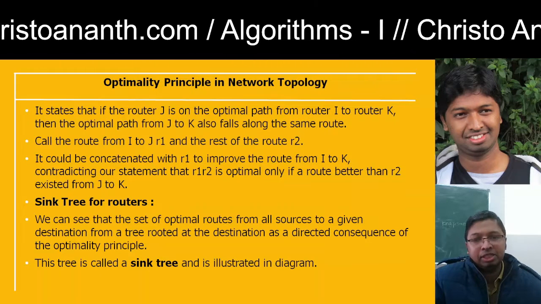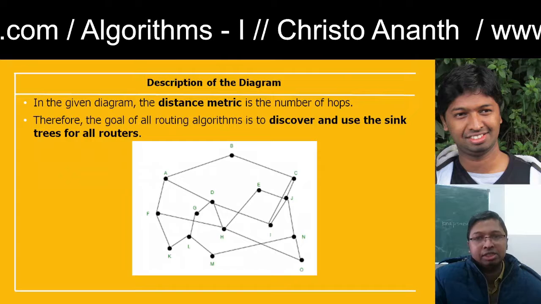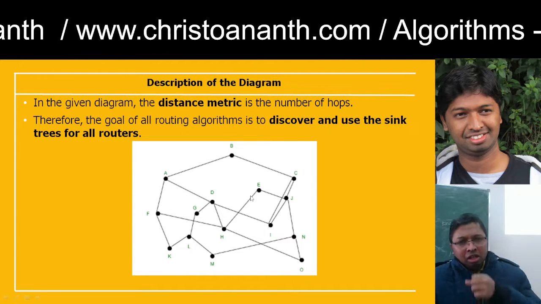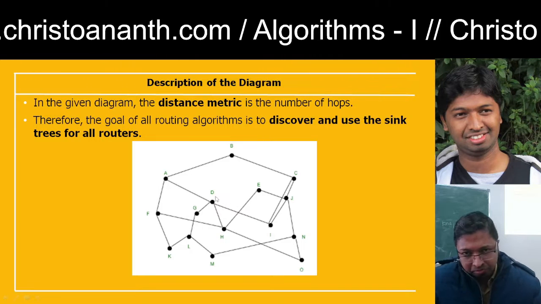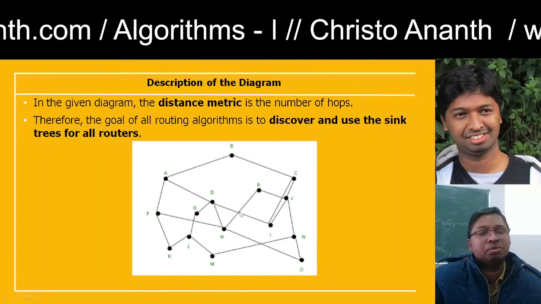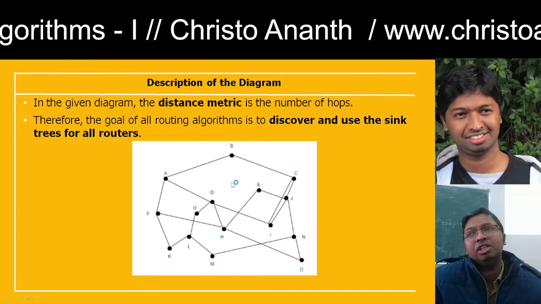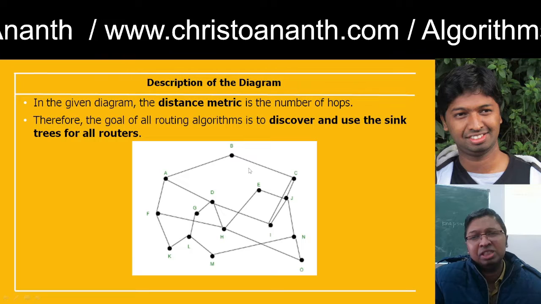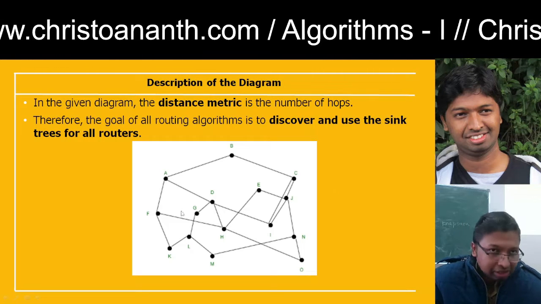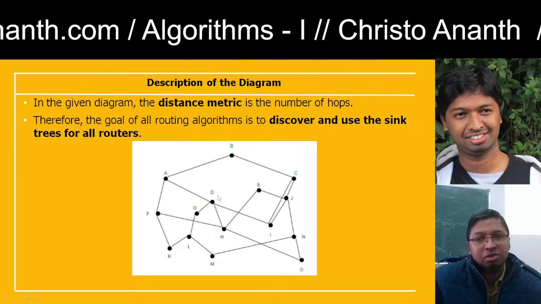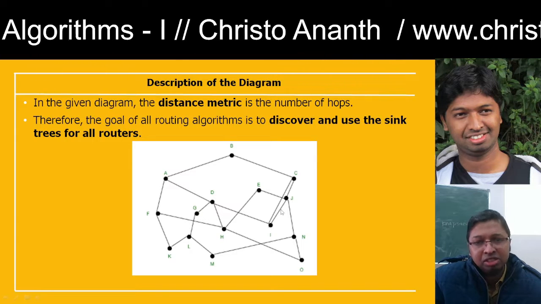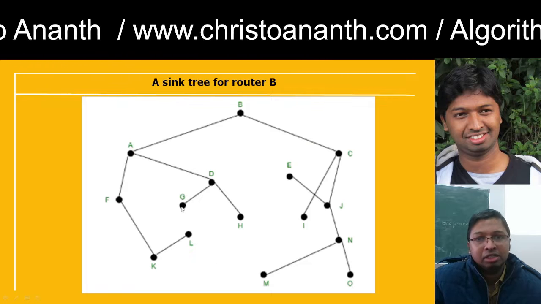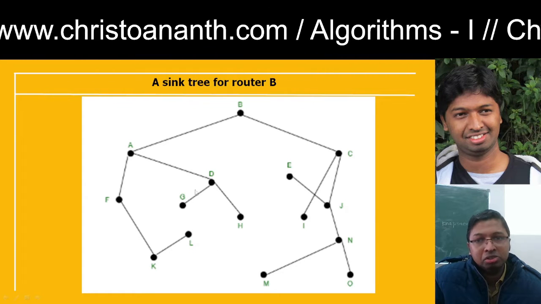So here we will be considering a tree called a sink tree. So here is the tree, you can call it a sink tree. The distance is nothing but the number of hops, and you have to find out the cost of the tree that is associated. The goal is to discover and use the sink tree for all the given routers, maybe from A to B, B to C, C to J, that you have to find out. Maybe a sink tree for router B.